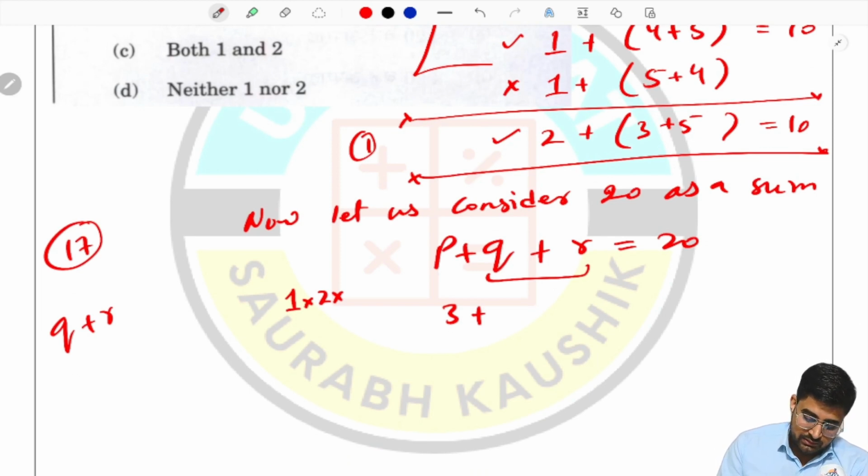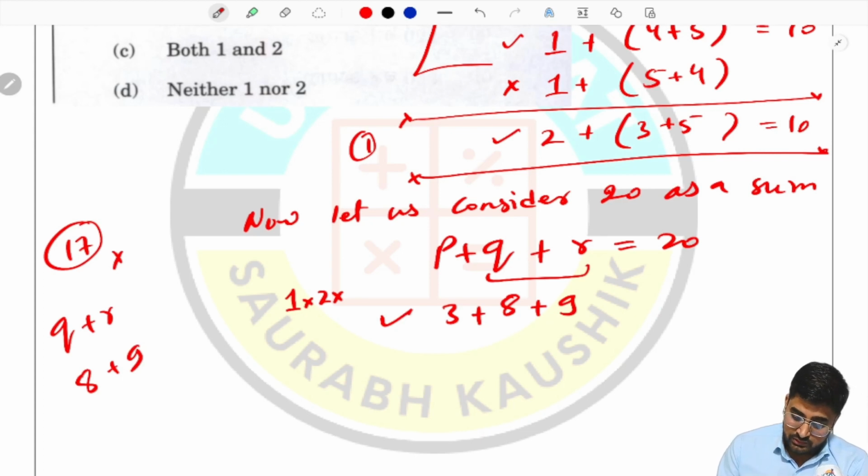Yes, 17 is possible. To make Q plus R 17, see, Q is greater than P, so just take the next one. Now, is it possible to make 17 here? No. See, you have to make 13 here, but we need a single digit. Is that possible? No. If you put 5, no. If you put 6, no. If you put 7, no. If you put 8, now we are talking. It's 8 and 9. So 8 and 9 is possible. Yes. So this case is possible.